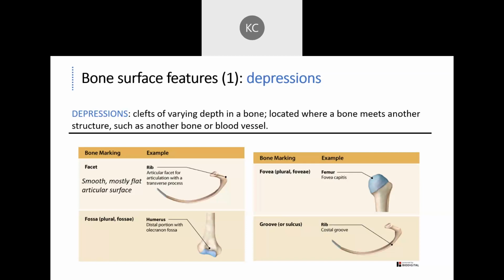You also have one called a fovea. A fovea is another similar structure, a shallow depression, and there's one specifically on our femur called the fovea capitis, where a small ligament called the ligament of the head of the femur attaches and keeps the hip in its socket. In our hip. And then we have a groove. A groove is a long and narrow depression. And in this instance, for the rib, it's called a costal groove. The term costal just means rib.